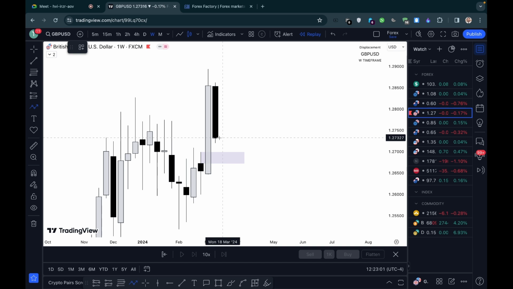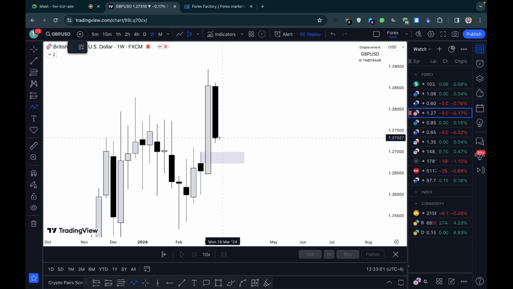Why did you say it is a good fair value gap? Because it swept the liquidity. Which one? You said that one weekly fair value gap is a good fair value gap.